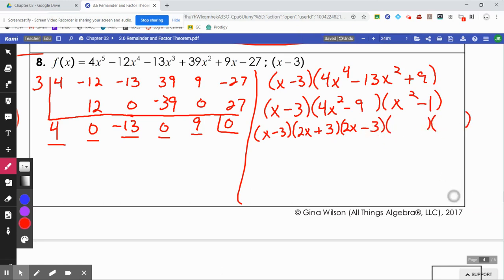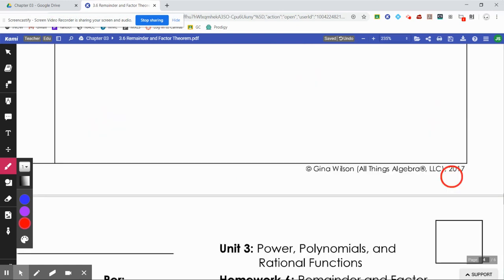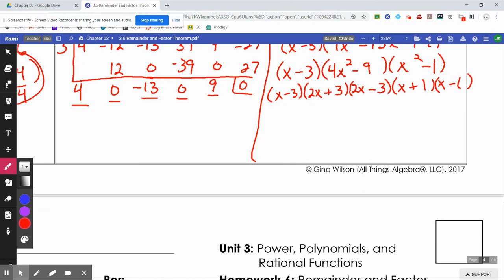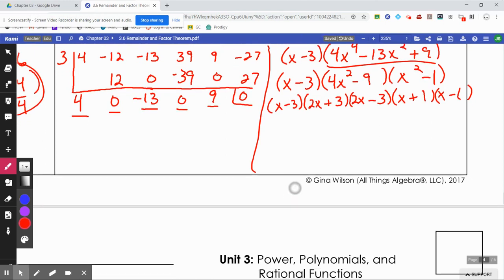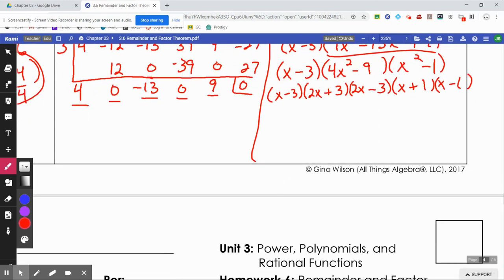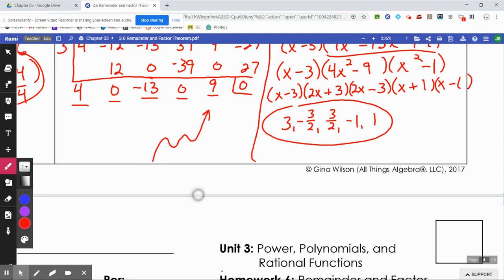x squared minus 1 is also difference of squares, which factors into conjugates. x times itself gives you x squared. 1 times itself gives you 1. And it's a good thing that was quadratic form, because that's the only way that right now that we know to factor for x or any x to the fourth stuff. So those are my factors. So my roots, set each of those equal to 0 and solve them. My roots are going to be 3, negative 3 halves, and a positive 3 halves, a negative 1, and a positive 1. So this function is going to look something like this. It would actually cross the x-axis 1, 2, 3, 4, 5 different times.